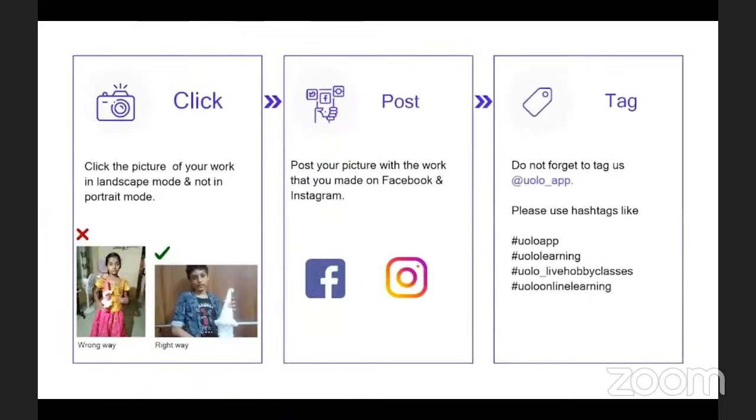Just a tiny reminder, your submission looks a lot better if you could click a photo in the landscape mode rather than the portrait mode.